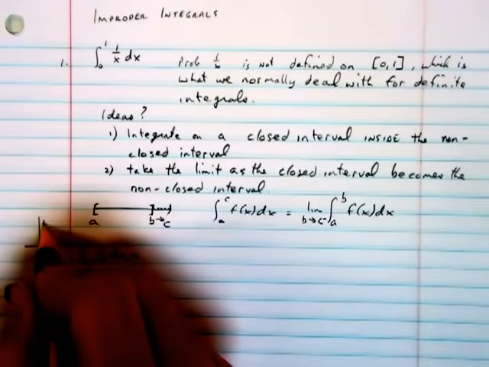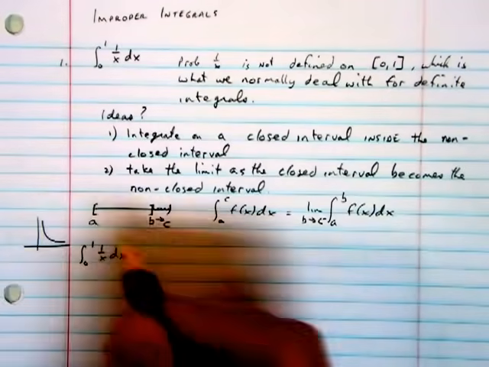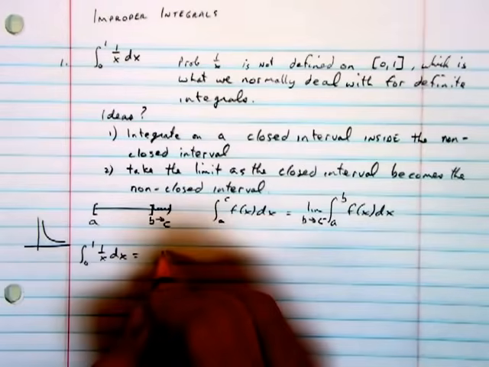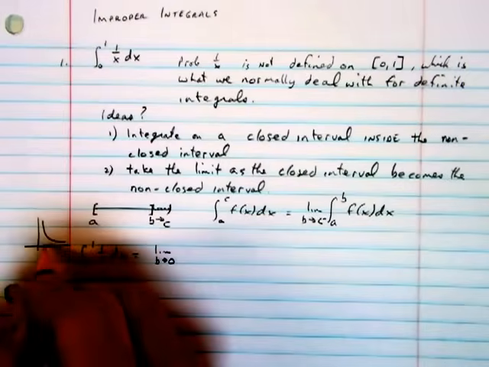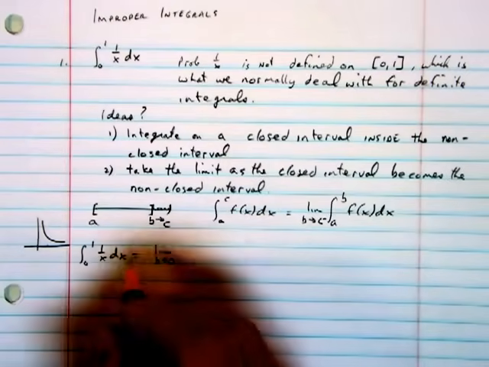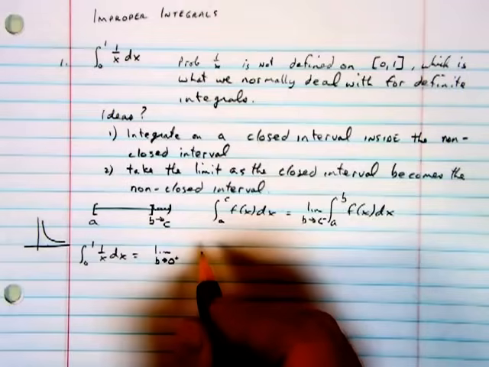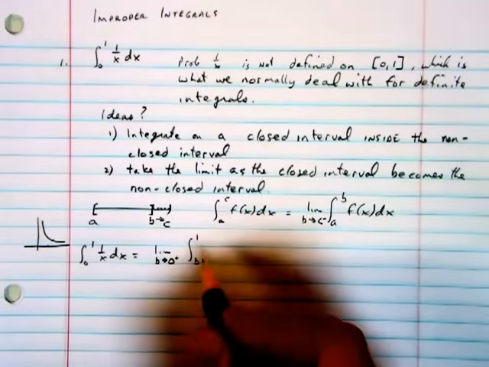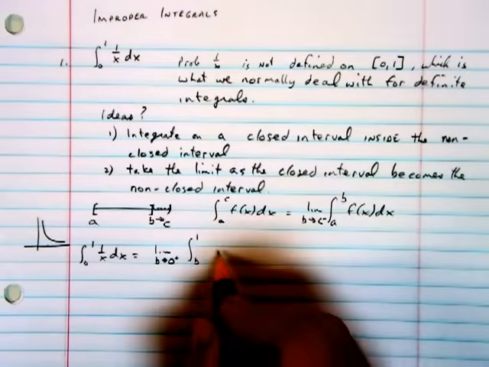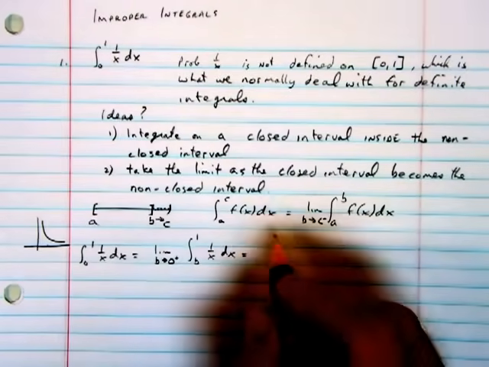If I just assume we know what that graph looks like. So this is not closed at the 0 part. So we will say the limit as b goes towards 0 from what side? We're coming in from the positive side of the integral from b to 1 of 1 over x dx.